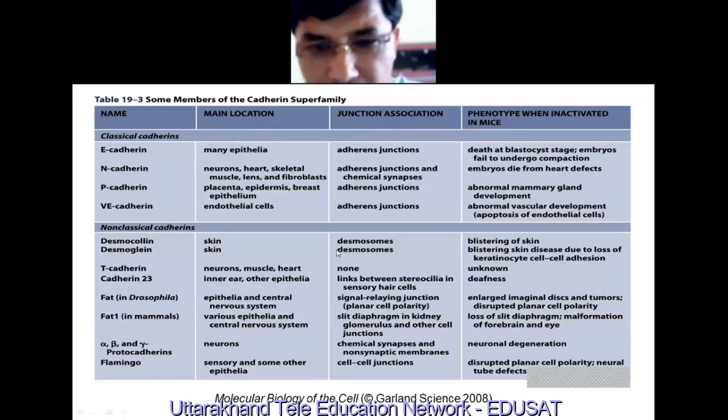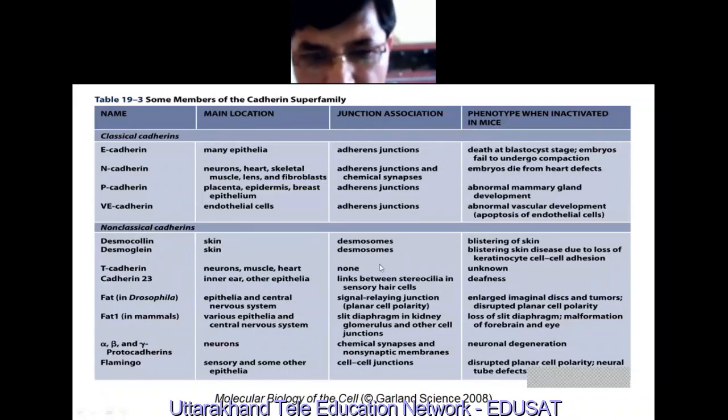Desmocolin skin में पाए जाते हैं. Desmosome is the junction and blistering of the junction. Suppose that इसमें कोई प्रॉब्लम आ गई तो blistering, जैसे जलने के बाद फफोले पड़ जाते हैं. Desmoglein, it is a skin desmosome, blistering skin disease due to loss of keratinocyte cell adhesions. Keratinocyte cell adhesion के कारण blistering हो जाएगी स्किन में. Desmoglein that is non functional या it becomes mutated.